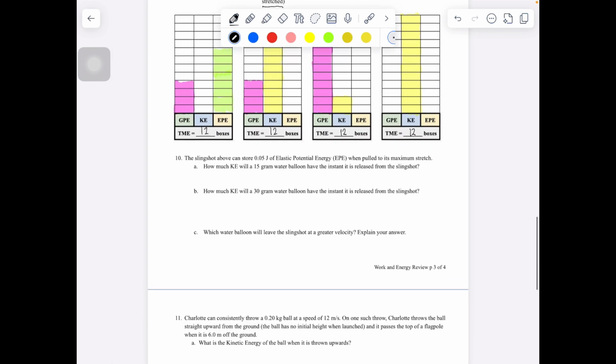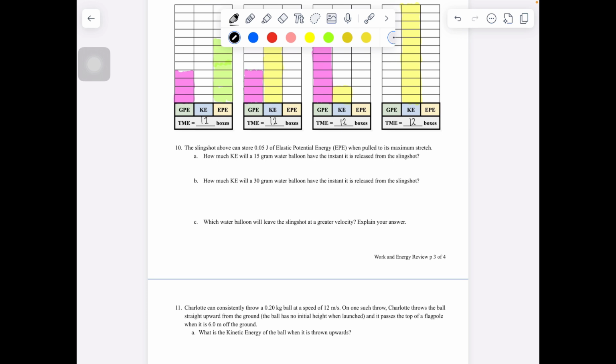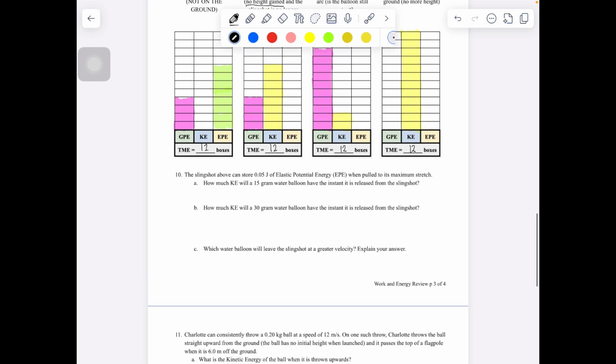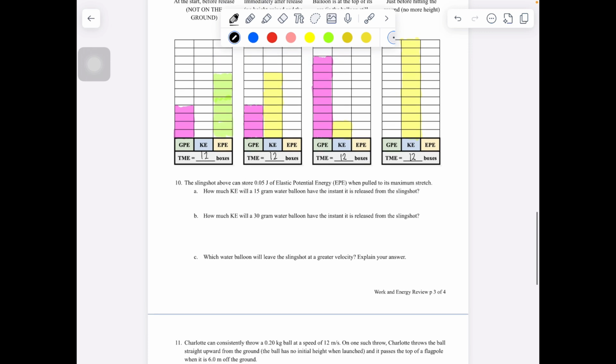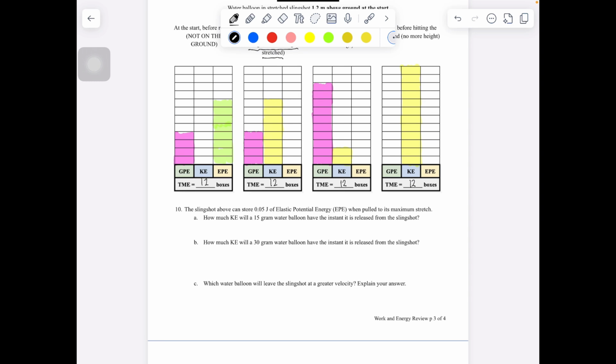All right. Number 10, the slingshot above can store 0.05 joules of elastic potential energy when pulled to its maximum stretch. How much KE will a 15-gram water balloon have the instant it is released from the slingshot? Okay, well, let's look at our bar chart. We are saying we have some amount of elastic potential energy right here. If this is 0.05 joules, that energy turns into kinetic energy right here.